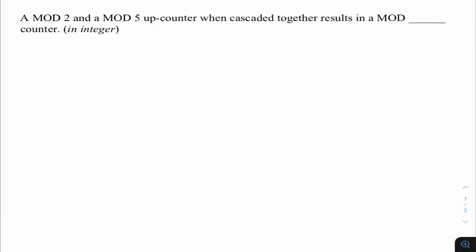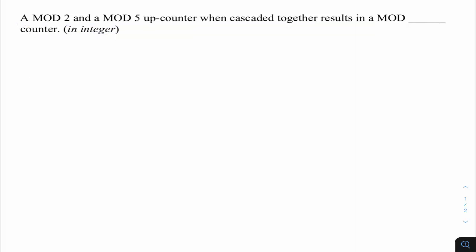This question is asked in GATE 2022 of electrical. This is from digital subjects and from the counter topic. The question is: a mod 2 and a mod 5 up counter when cascaded together results in a mod dash counter. Okay, so it's a very simple question.